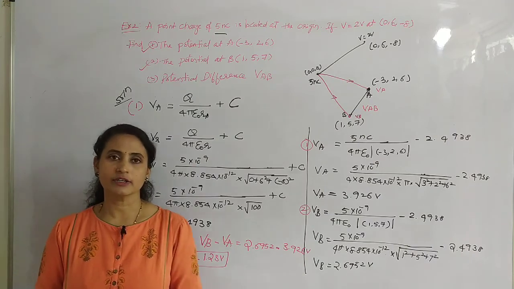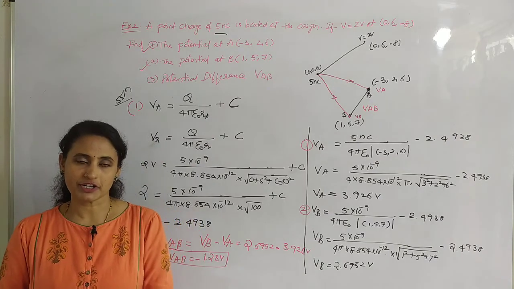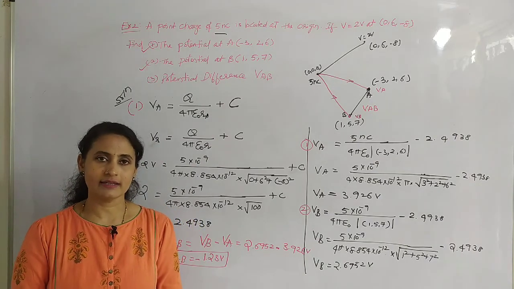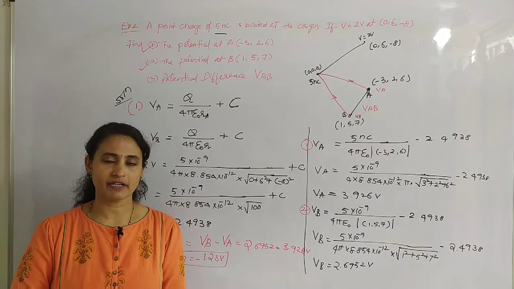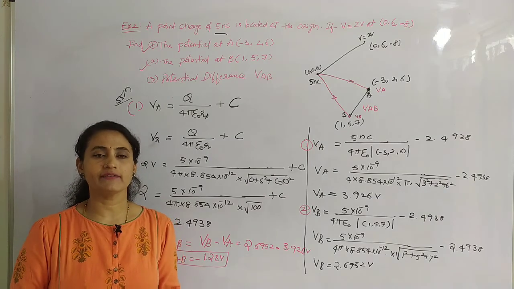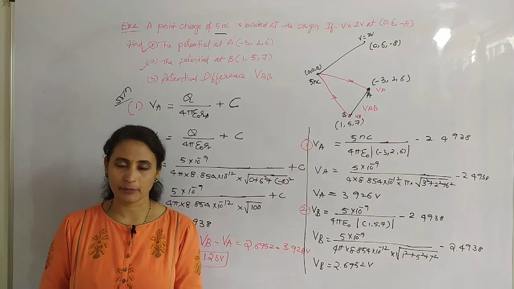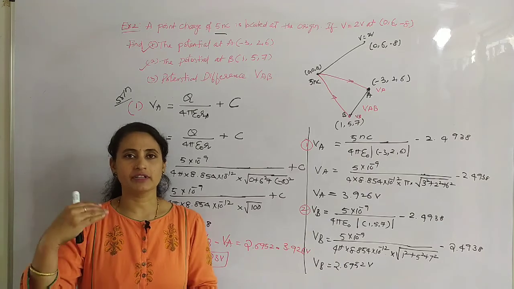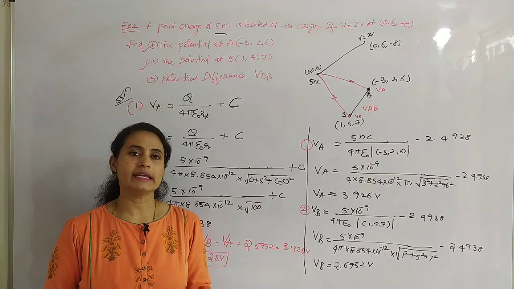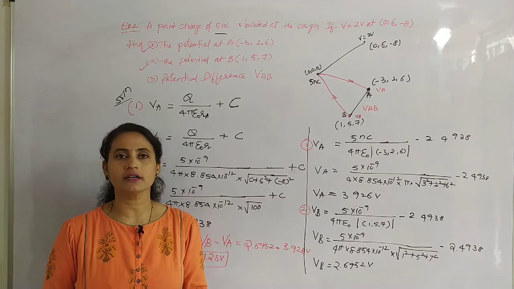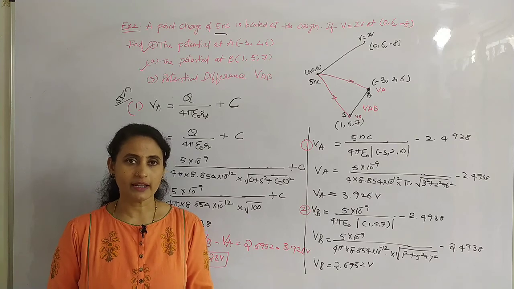This is the numericals on electric potential. In the next class we will derive the relationship between the electric potential and the electric field. We commonly derive the equation for electric potential to get a relation with the electric field, so that we can easily obtain the electric field using the electric potential. Okay, thank you.